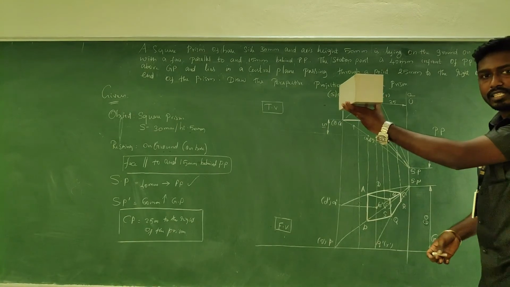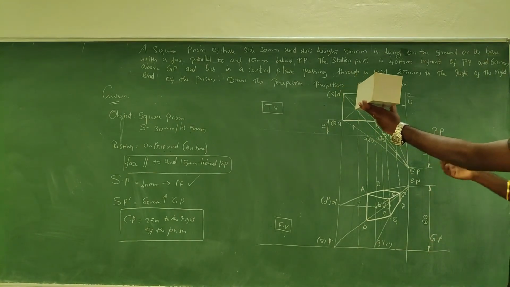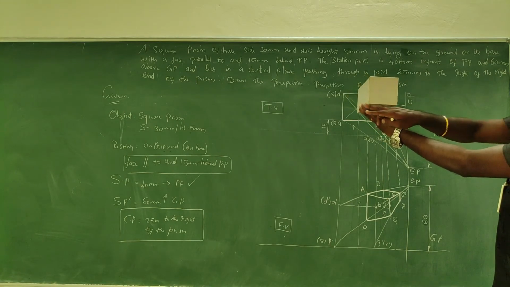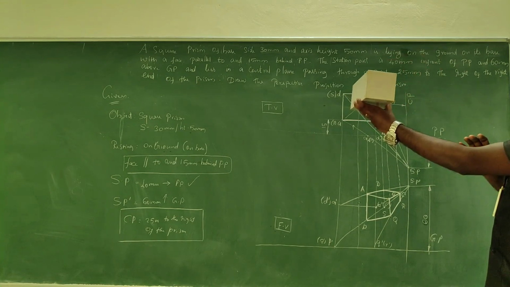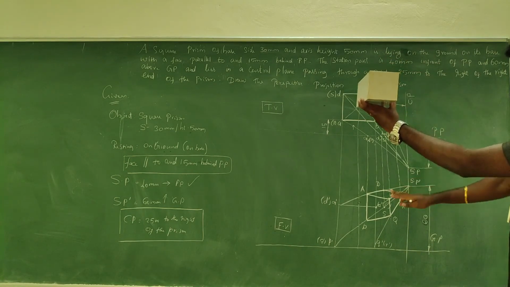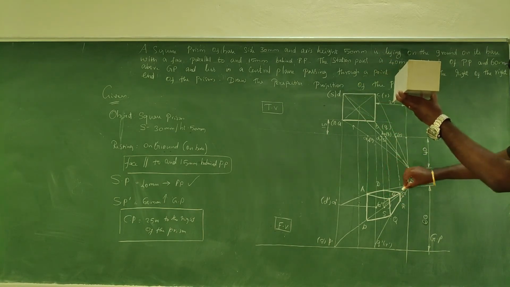The position of the object is like this. Observer is just ahead with the 40 mm. So top base will be a visible one. Okay, I have noted as A, B, C, D. Okay, and here comes P, Q, R and S. Top base is visible, that we accepted, A, B, C, D.